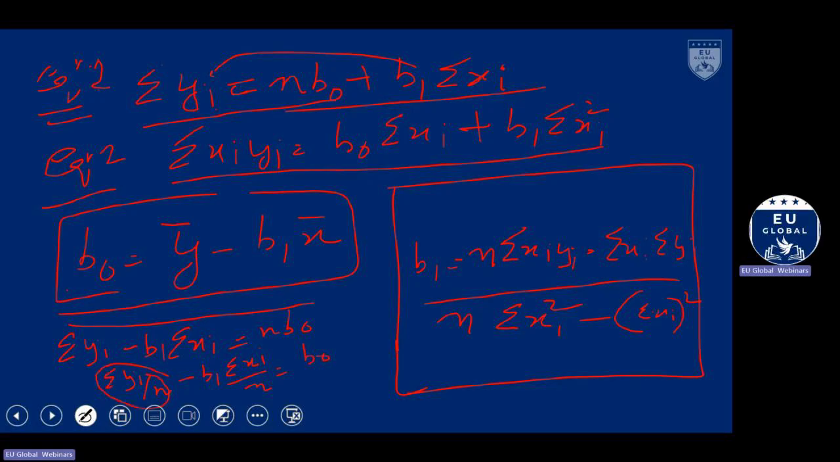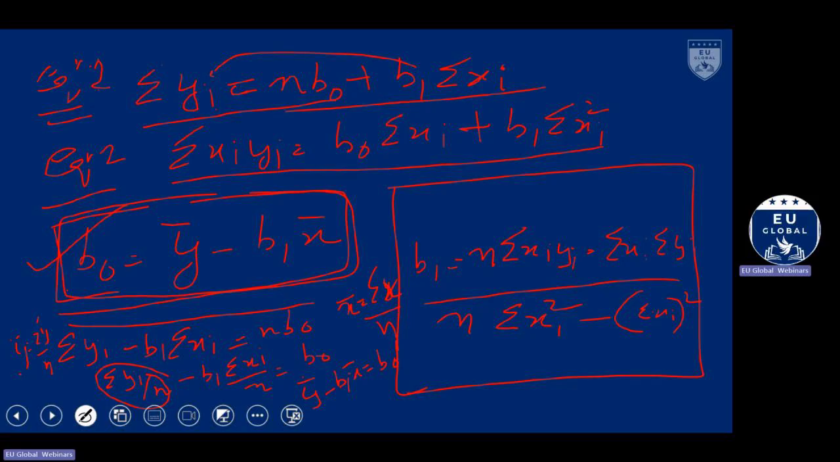So what is summation of yi upon n? It is called y bar, the mean. So y bar is equal to summation of y upon n, and x bar is also the mean of x, which is summation of x upon n. So we get b naught, which is y bar minus b1 x bar is equal to b naught. This is the same method. We got the value b naught equal to y bar minus b1 x bar.